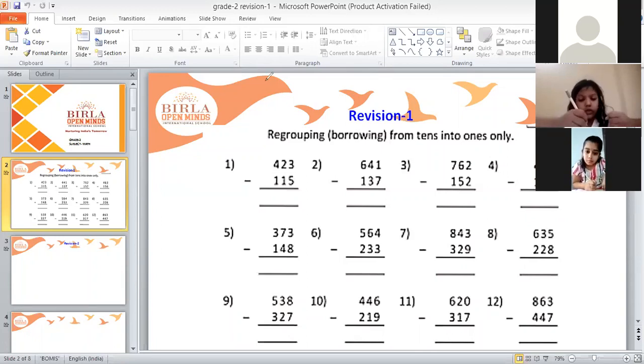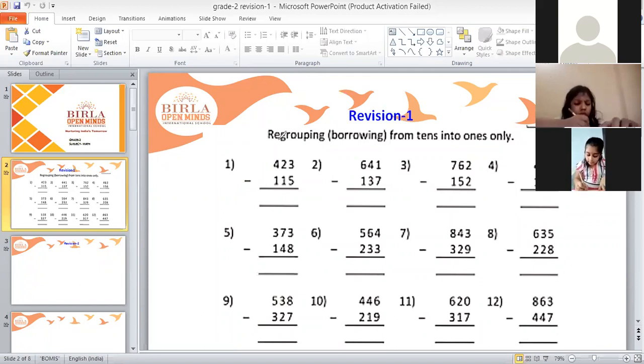We'll start solving these questions now. Okay, so now your first question. This is 423 minus 115. 423 minus 115. So this is your revision, so we'll be doing it fast.